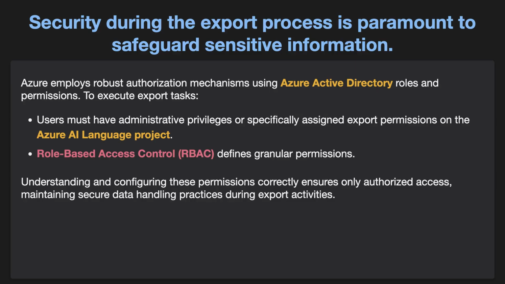Security during the export process is paramount to safeguard sensitive information. Azure employs robust authorization mechanisms using Azure Active Directory roles and permissions. To execute export tasks, users must have administrative privileges or specifically assigned export permissions on the Azure AI language project. Role-based access control, RBAC, defines granular permissions. Understanding and configuring these permissions correctly ensures only authorized access, maintaining secure data handling practices during export activities.